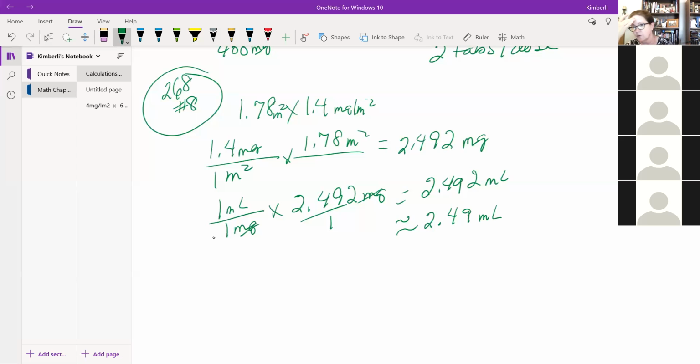I consider it pretty accurate, but probably you might want to round that to 2.5. So there's another way, estimating to 2.5 mLs. And that would definitely be measurable on a 3 mL syringe if it was 2.5. Okay?